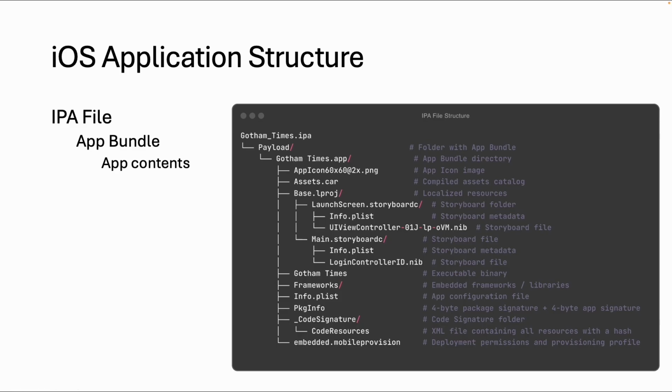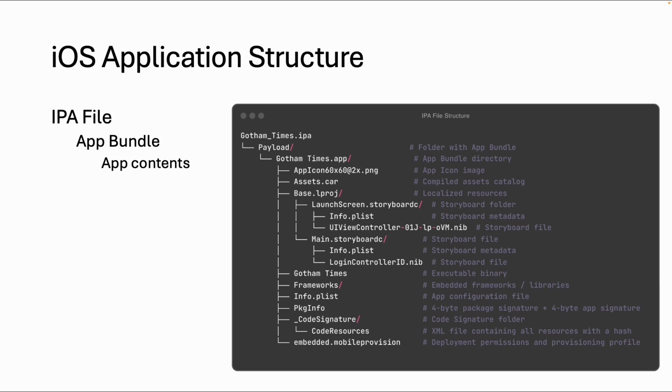Let's continue. Next to those localized resource folders, there's always a binary, an executable to run the application, with the same name as the app. So in this case, the Gotham Times Lab we picked as an example is also the name of the executable, the binary. And optionally, there can be a Frameworks folder.